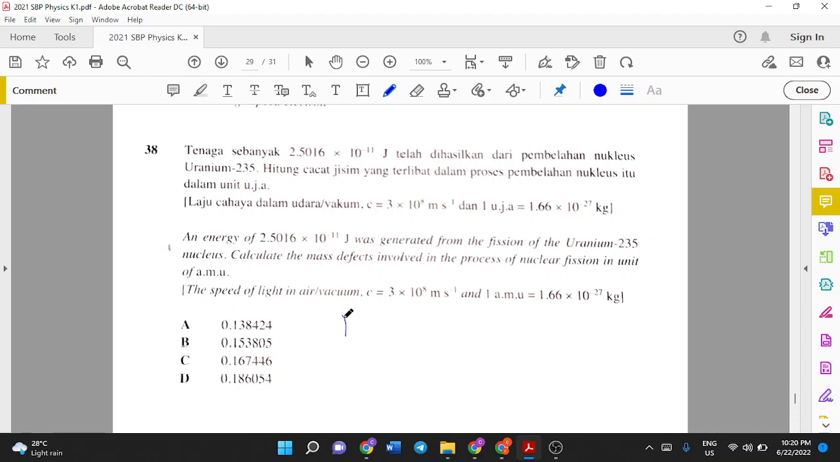We just apply the equation E equals mc squared. E is your energy release, c is the speed of light in vacuum or air, and m is your mass defect, which is in unit kg. So you just plug in and you will get m equals 2.5016 times 10 power 11 divided by c squared.